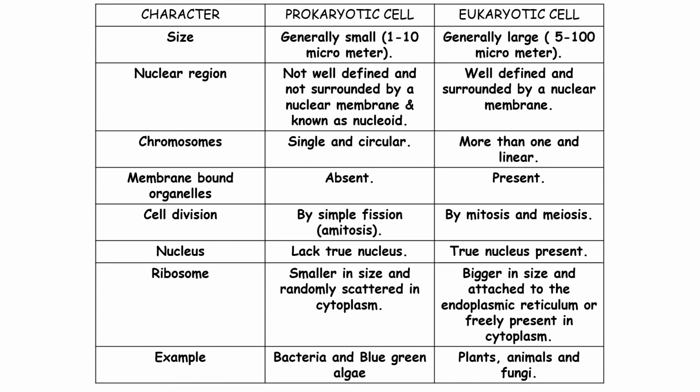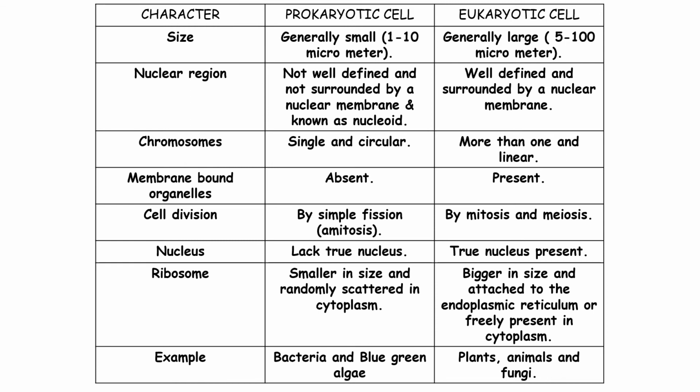Size: prokaryotic cells are generally smaller, that is 1 to 10 micrometer. Eukaryotic cell is larger in size, 5 to 100 micrometer. Nuclear region is not well defined, not surrounded by a nuclear membrane, and is known as nucleoid. That is very important. But in eukaryotic cell, the nucleus is well defined and surrounded by a nuclear membrane. Chromosomes are single and circular in shape. Here, more than one and linear in shape.